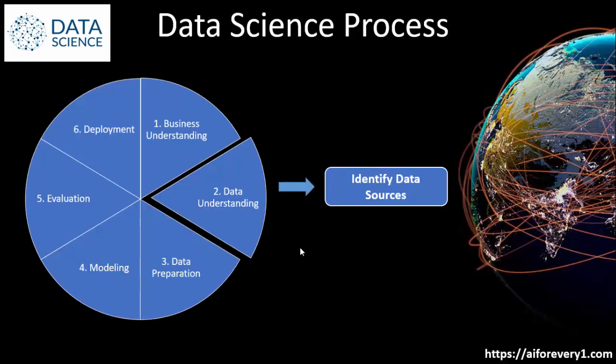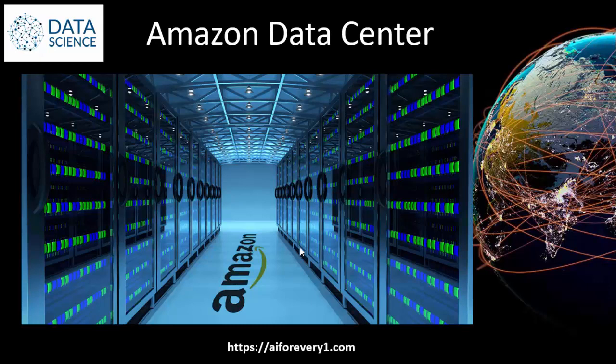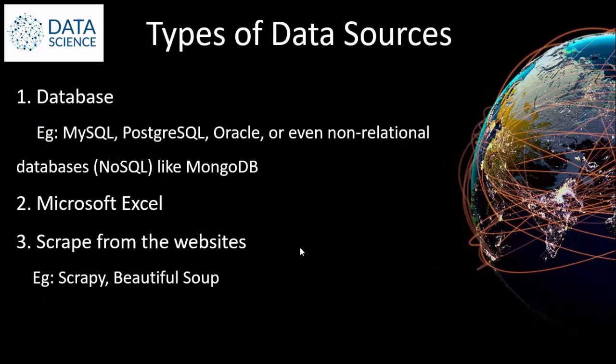Now coming to data understanding. When I say we have to identify the data source, there are many ways they can provide us the data to start the project. Because Amazon will have a tremendous amount of data, it's essential to decide what kind of data is necessary for our project. There are almost 6 types in which a data source can be provided.